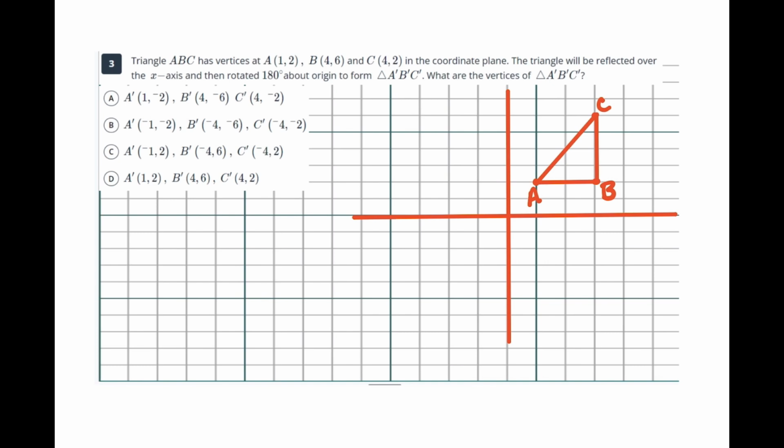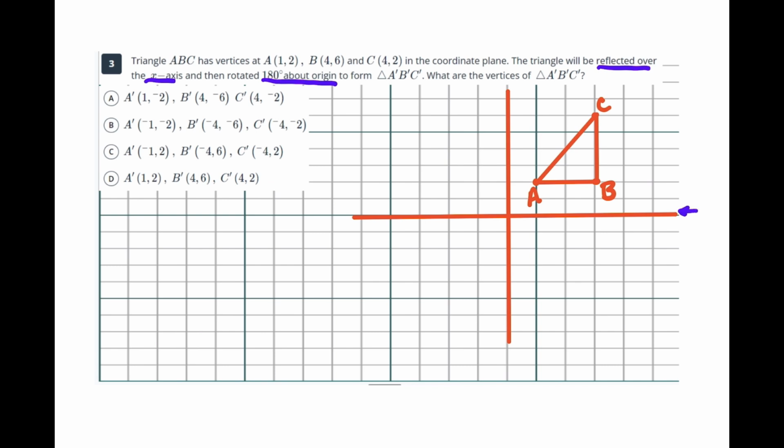Here are those rigid transformations. Remember, it doesn't change the size and shape, it just changes the way it's positioned. So I've drawn out the triangle that has been given, and then it says reflected over the x-axis and then rotated 180 about the origin. So we're going to do this. We're going to reflect this about the x-axis.